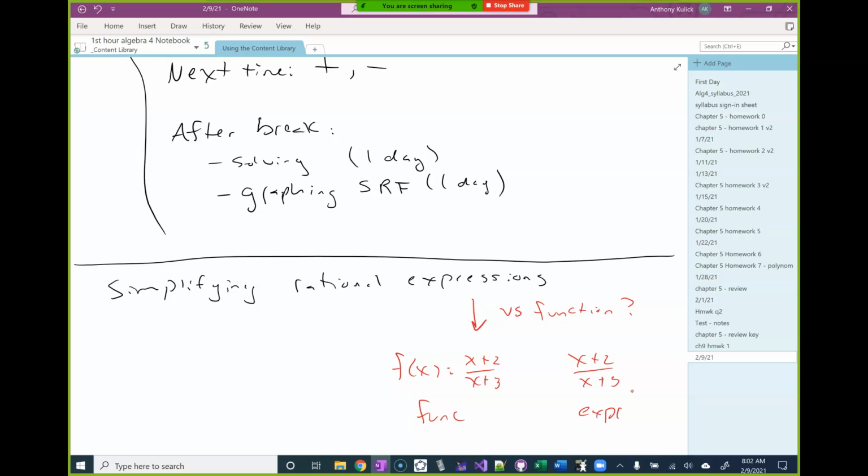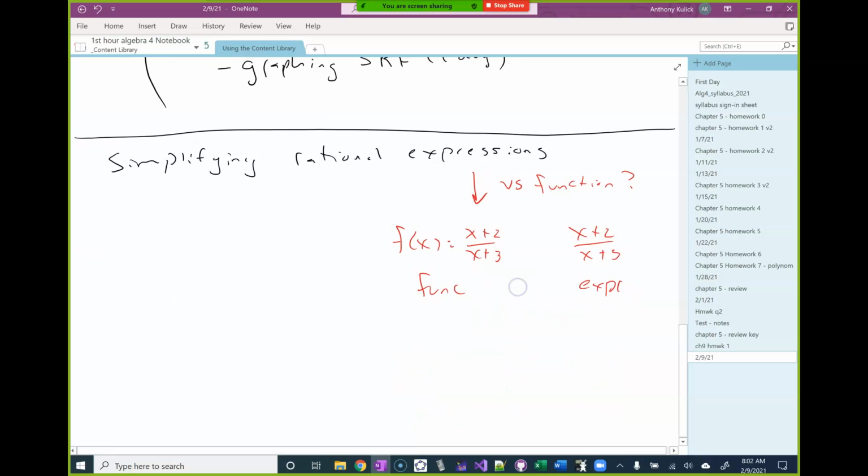So a function is in 2 variables. You have an f of x and an x. An expression, there's no equal sign. It's just x's or whatever. Okay.